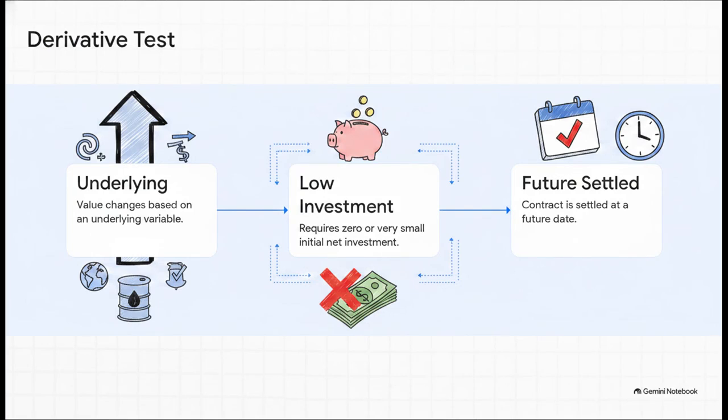Derivatives are a notoriously tricky area, right? But under ASB 9, we're going to frame it as a foolproof 3-part checklist. A derivative must hit all 3 of these characteristics. First, its value changes based on an underlying variable, like an interest rate or commodity price. Second, it requires 0 or a super small initial investment. And third, it settles at a future date. If your exam question describes a contract that hits these 3 exact steps, it's definitively a derivative.